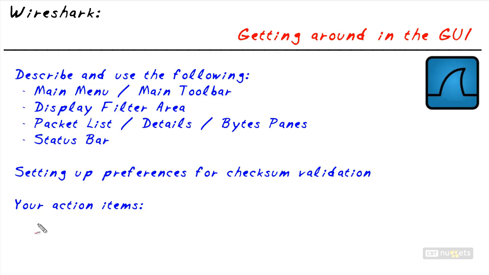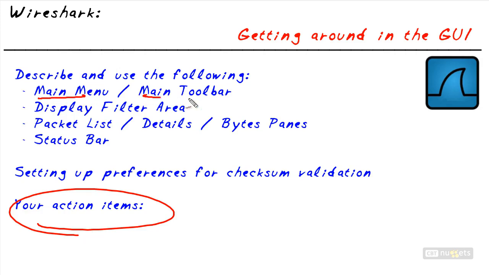So here, my friend, are your action items. These are really simple and very important. I'd like you to open up a capture file. It can be one that you created or one that you downloaded from the Nugget Lab area. And then once it's open, I want you to verify that you can describe each of the areas in the interface: the main menu, the toolbar, the filter area, the panes for packet list, details, and bytes, as well as the status bar, and then practice with them. Practice navigating and use them.